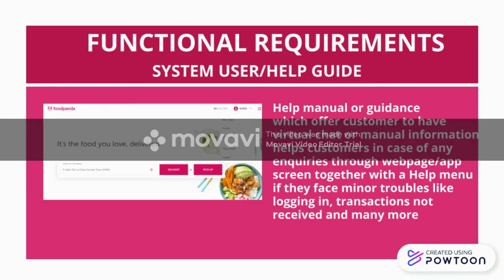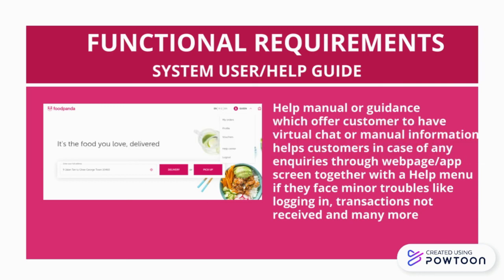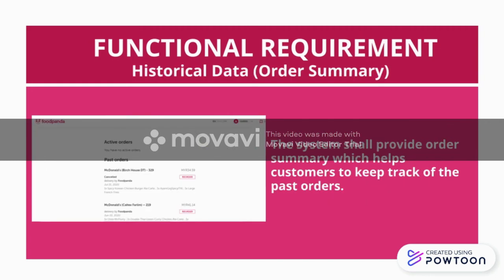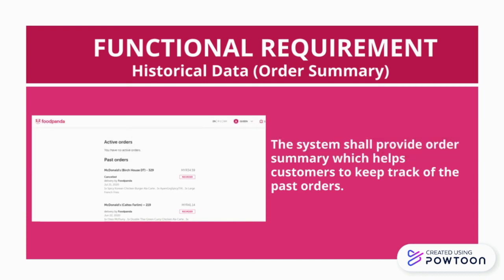First up, it's a functional requirement that uses system user or help guide. It consists of a help manual or guidance which offers customers virtual chat or manual information that helps customers in case of any inquiries through the web page screen, together with the help manual if they face any minor problems. Next is historical data or order summary. The system shall provide an order summary which helps customers to keep track of their past orders.